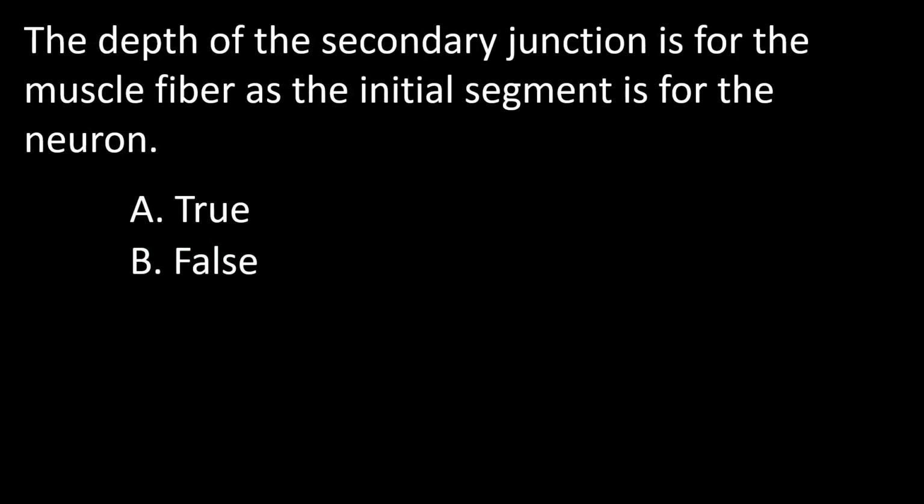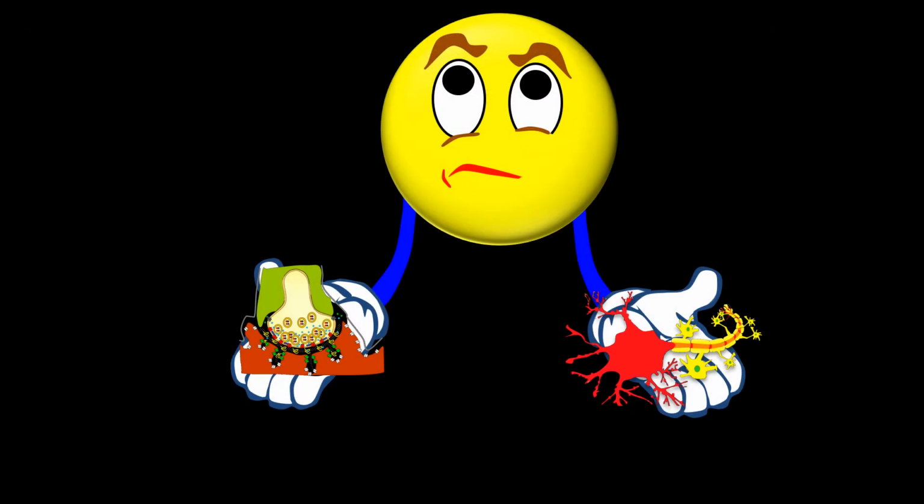Next question. The depth of the secondary junction is for the muscle fiber as the initial segment is for the neuron. A true, B false. This question compares the neuromuscular junction to a neuron.